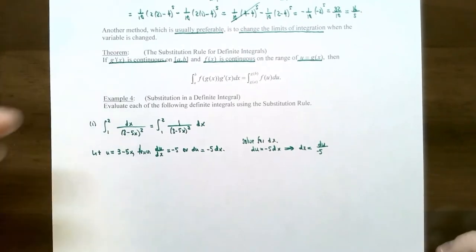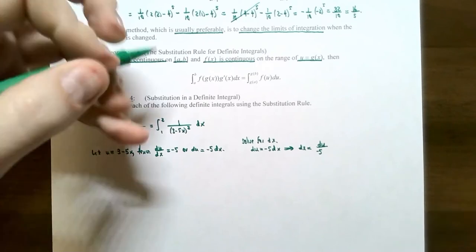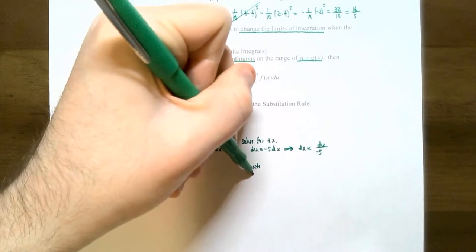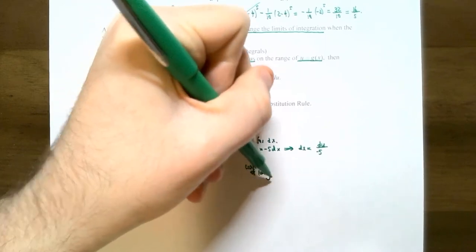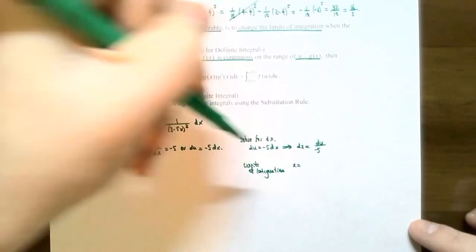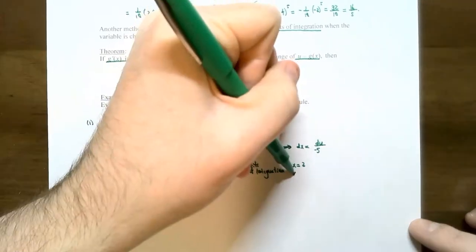But now we have a new part of the substitution rule that involves the limits of integration. So we also have to change them. All of this is scratch work for the substitution rule. The limits of integration were x equals, let's do the upper limit of integration, 2, and the lower limit of integration was 1.